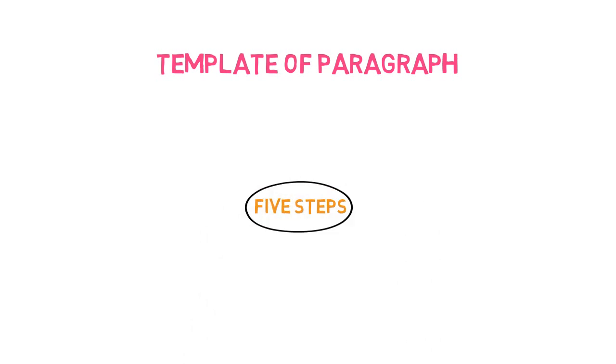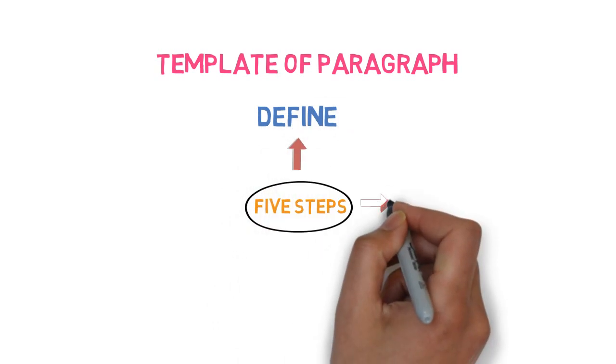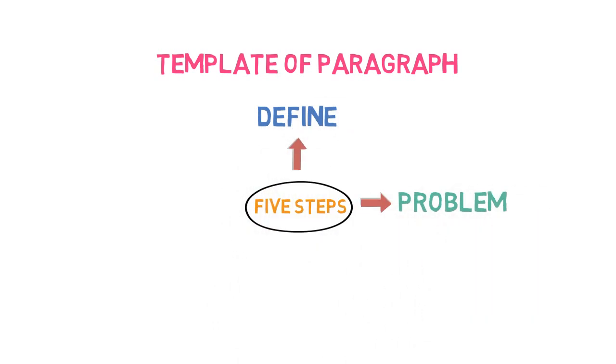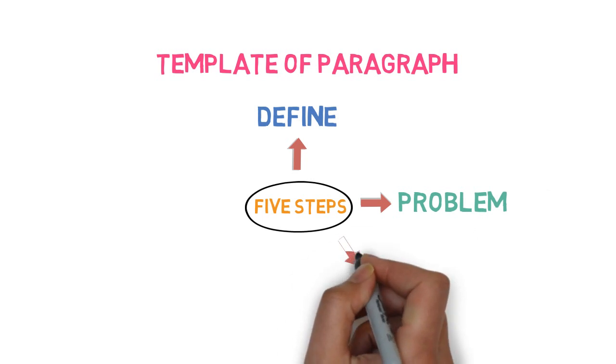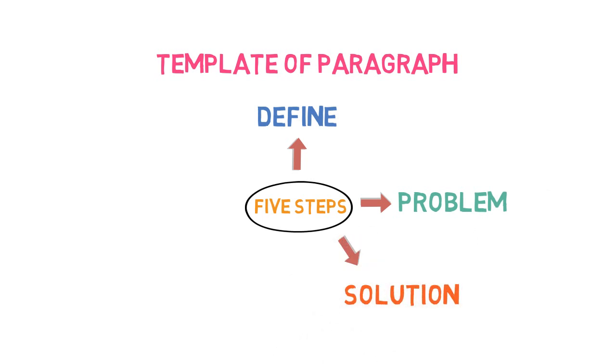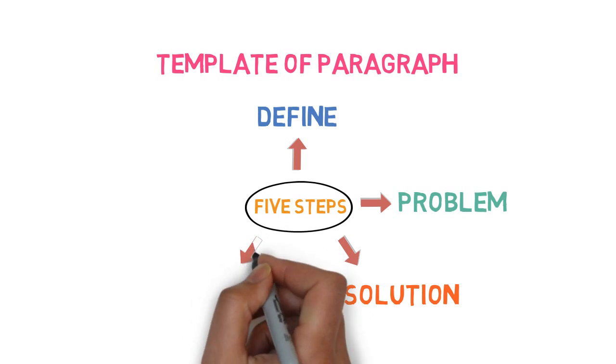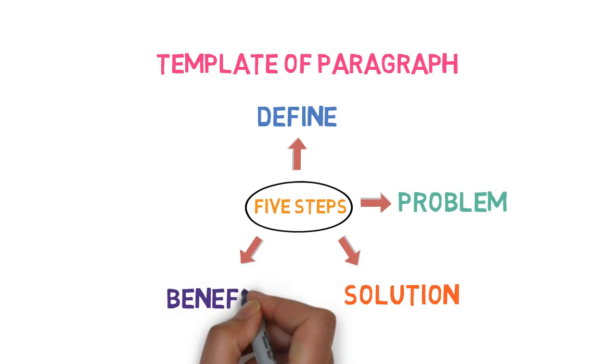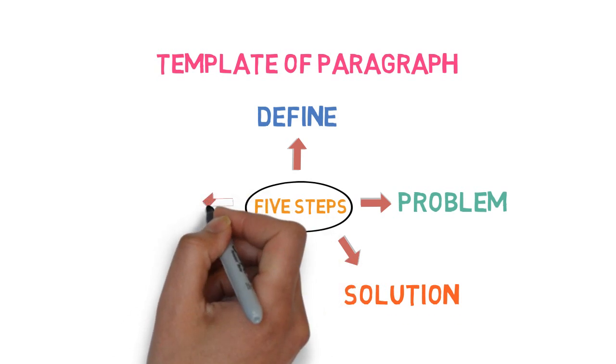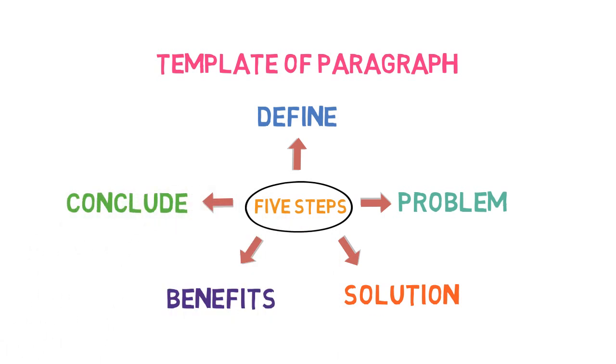We learned a template of paragraph which can be used to write any paragraph. There are 5 steps involved in it. First one is define the topic of the paragraph. Second one is explain the problem we are currently facing. Third one is to provide the solution to resolve the problem. Fourth one is to state the benefits of the solution. And the fifth one is to conclude the paragraph in a positive way. Please remember these 5 steps while writing any paragraph.